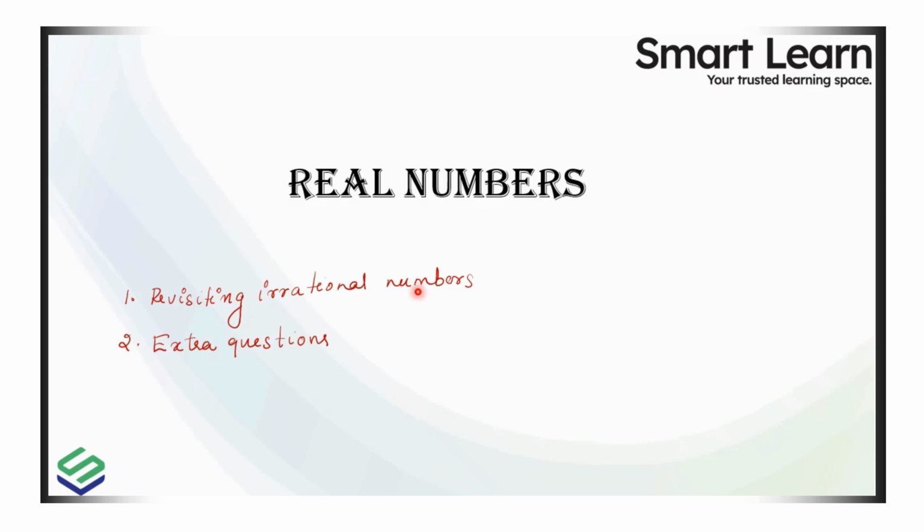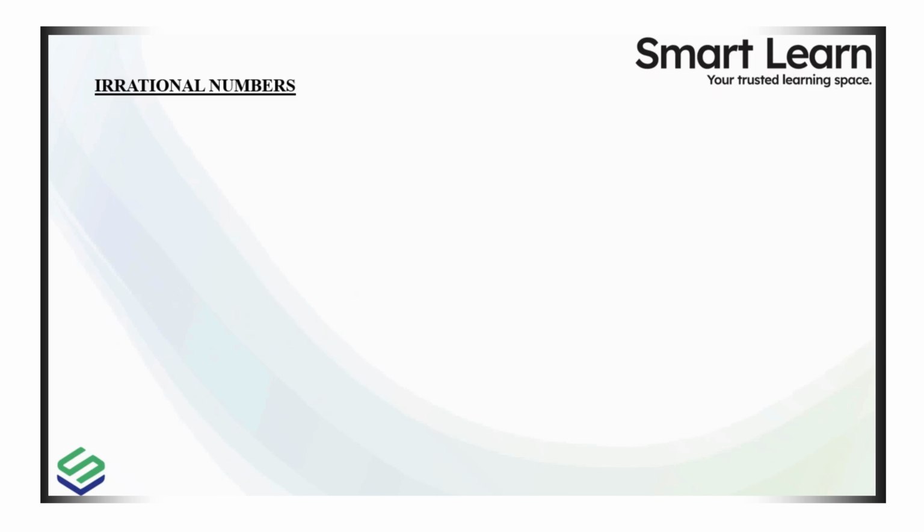Last class we discussed revisiting irrational numbers. That means the proof of some of the irrational numbers and their combinations, and we did some extra questions. So I will give you a recap of these topics. Okay. Then, irrational numbers. We studied a theorem.